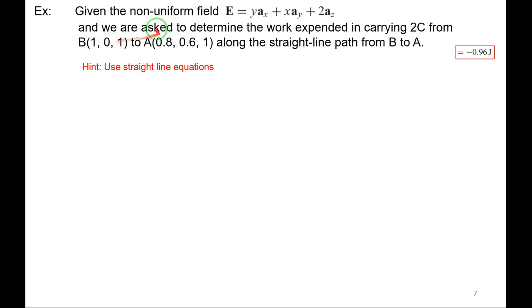Okay, second problem. Given the non-uniform field E, the same thing, and it is asked to determine the work expended in carrying a 2-coulomb charge from B to A along the straight line path. Yes, this is important, straight line path from B to A. I have given the hint here, use the straight line equations. So there are 3 sets of straight line equations which will help you, so I will tell you how to write them: xy, yz, zx. This is the first set of straight line equations.